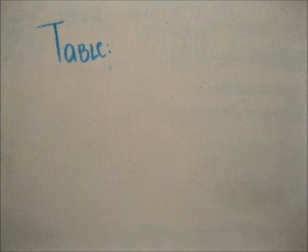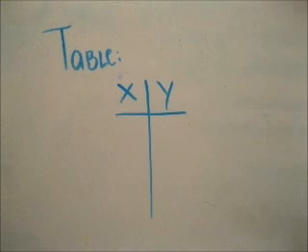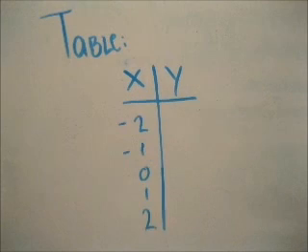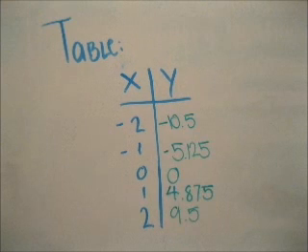Now, table is the last term in growth. I made a table for this previous equation with the inputs of negative 2 to positive 2. Tables simply state different inputs and outputs for different equations or functions.